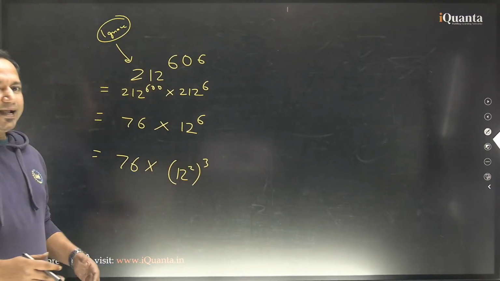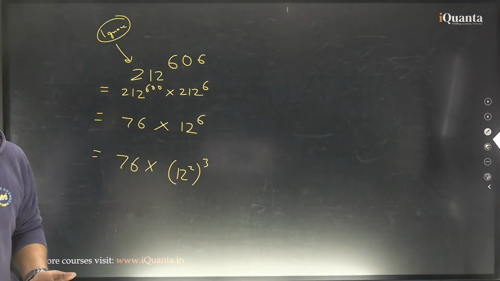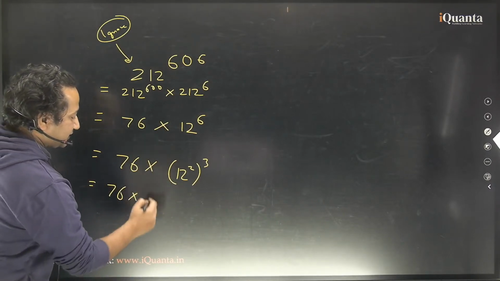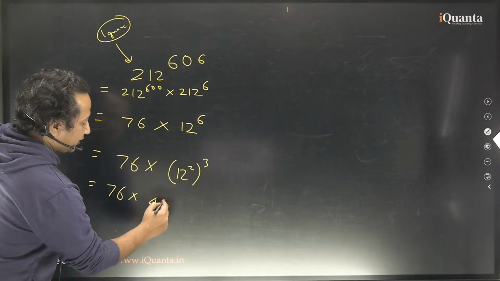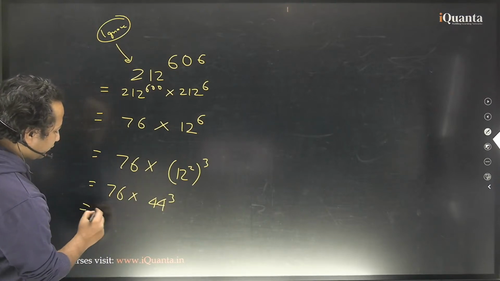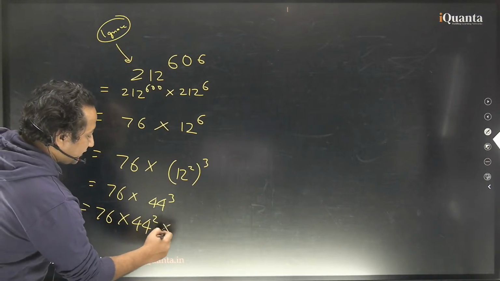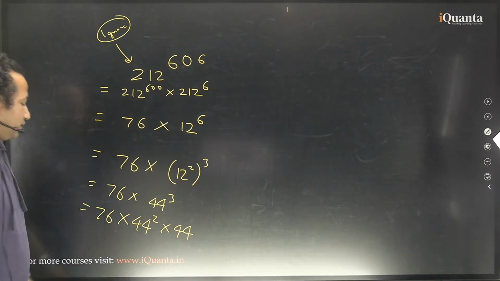12 square ends at what? It ends at 44. Now we have 44 cube. 44 cube can be rewritten as square of 44 and then 144 here. So now we have this.